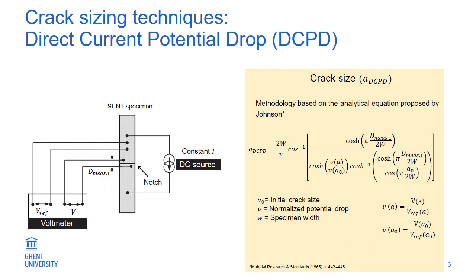Now, speaking about the direct current potential drop. In this technique, a direct current is applied through the specimen. Potential drop measurements are performed by a voltmeter across the notch. In case of a dual probe DCPD technique, like the one represented here, a second potential drop measurement is performed away from the notch. Then, a normalized potential drop, the potential drop across the notch divided by the reference potential drop, is correlated to crack size using the analytical equation proposed by Johnson.